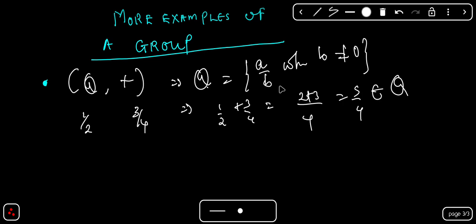That is, if you take two elements in the set of rational numbers and add them together, the answer will be a member of the set of rational numbers. So the closure property is satisfied.